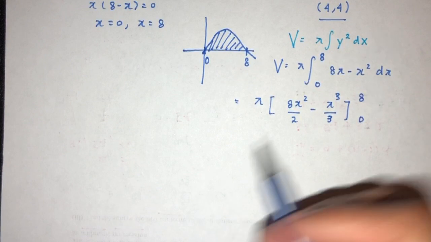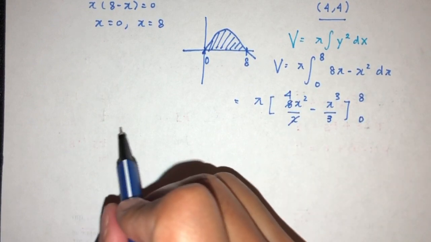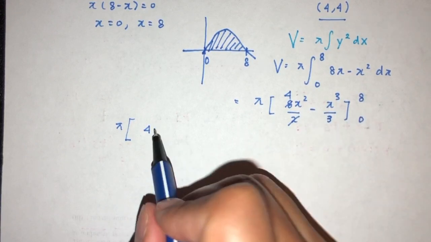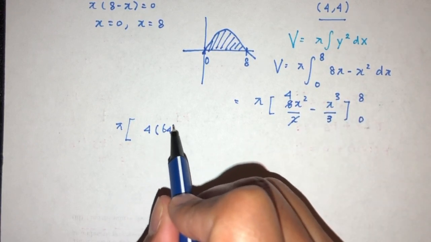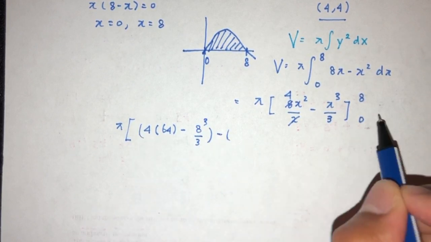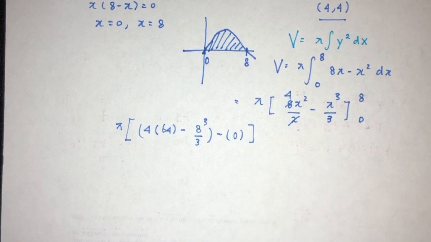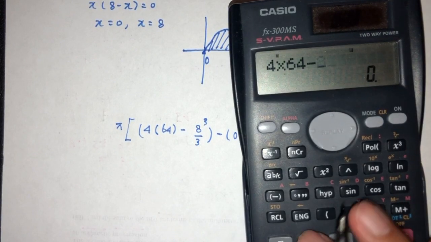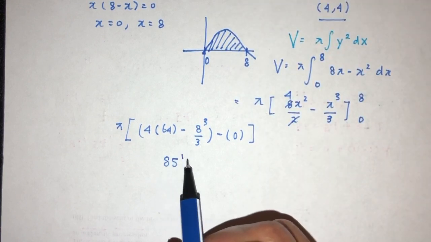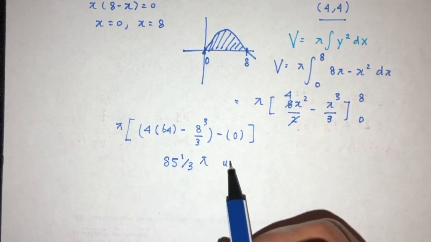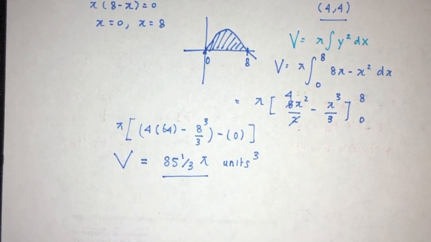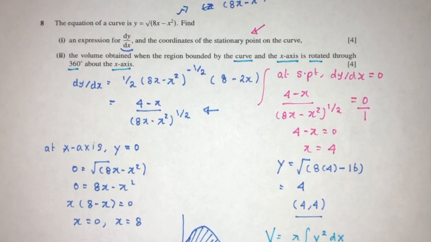Let's see what we have. This will give you 4 over here. Pi is pi, and that will be 4x squared, where x squared for the first time will be 8, that will be 64, minus 8 to the power 3 over 3, and then minus 0. So 4 times 64 minus 8 to the power 3 over 3. That will be 85 1/3 pi units cubed. That will be your volume of that shape. That will be part 2 of your question.